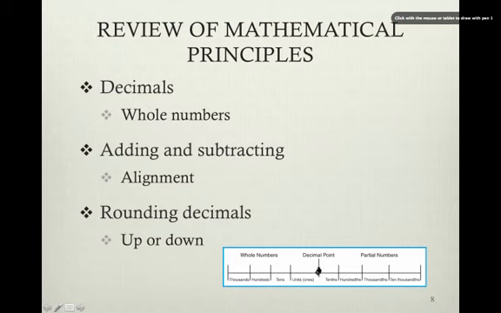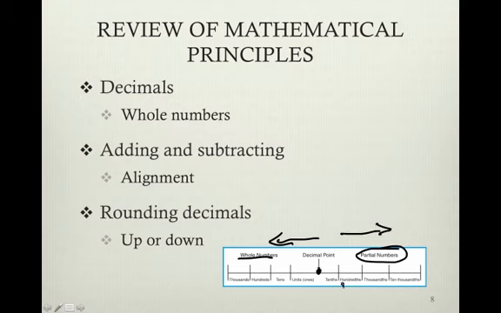This is a decimal point, so everything to the left of the decimal point is whole numbers. Everything to the right of the decimal point is partial numbers, and they go by spots. So the first number is tenths, then hundredths, thousandths, 10,000ths, 100,000ths, and so on. Whole numbers the same way: units, ones, tens, hundreds, thousands, 10,000s, 100,000s, and so on.